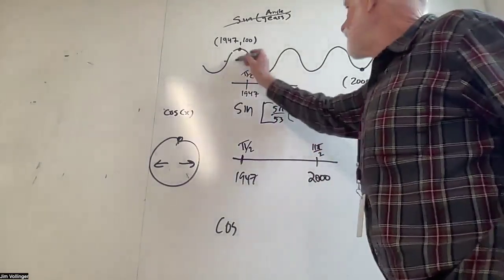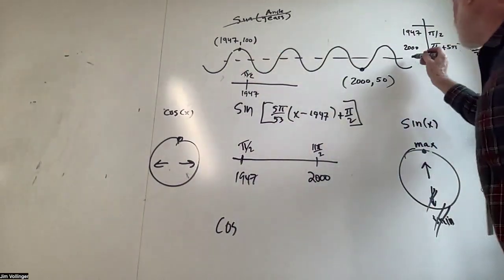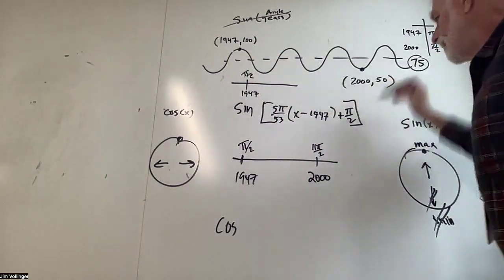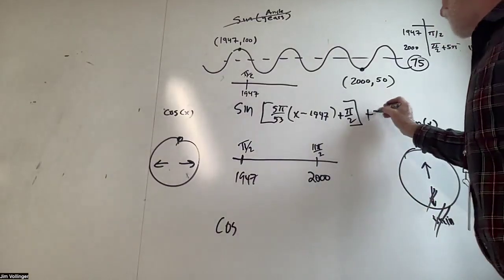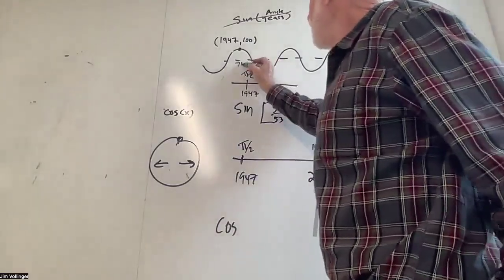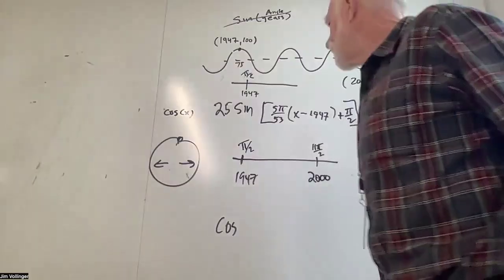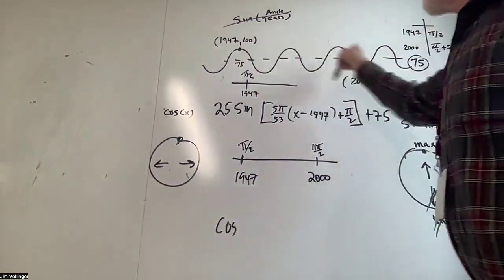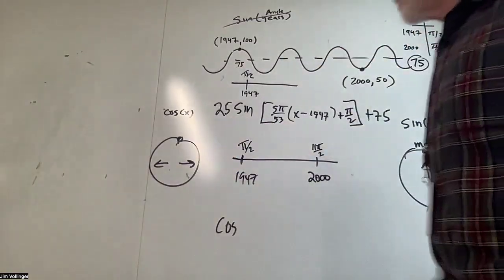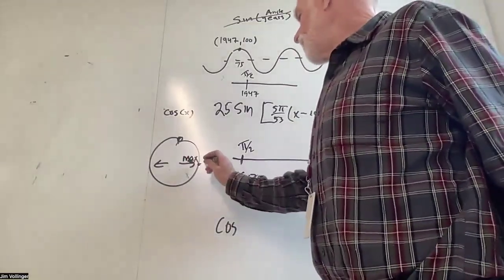And then we've got to look at our midline, which is 100 to 50. So 75 is our midline. So I can put the 75 here. I'll do it that time. And how do I get from 75 up to 100? 25. There's that function. Now, if I did it as a cosine, the cosine is a max at 0.